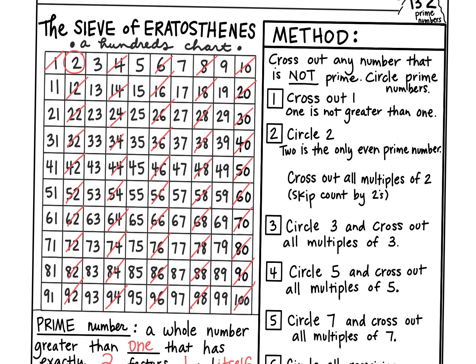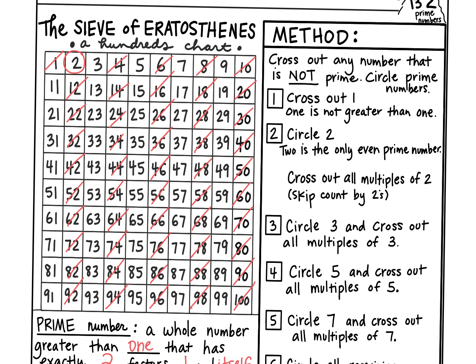Every single even number can be divided by 1 and itself and also 2. Wait, why are we crossing out the even numbers? Because they are composite. We're circling our prime numbers. Remember, it says circle prime numbers. That's the whole method.